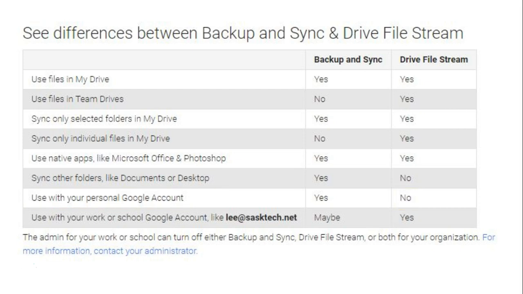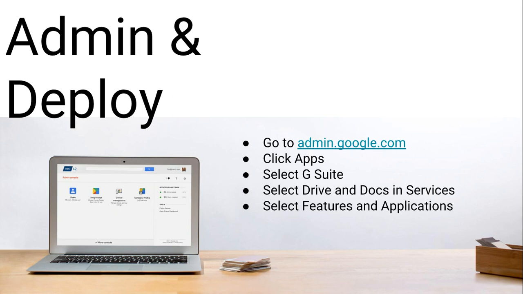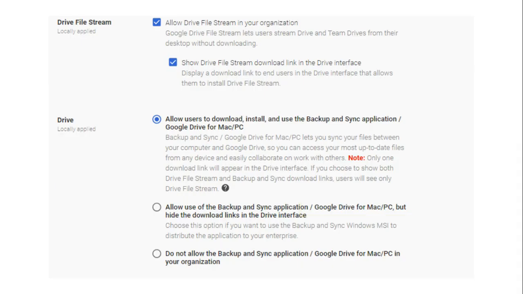And it's likely enabled with your administrator, but in this next section, I'm going to show you how, as an administrator, you can turn on or off these features. You'll need to be an administrator for your domain in order to follow these instructions. But once you're at admin.google.com, the admin console, you can click on Apps, then select G Suite, then find Drive and Docs in the Services menu. Then select Features and Applications, and you'll see the following settings that are available to you. You can turn off Drive File Stream as well as the Drive Backup and Sync utility.